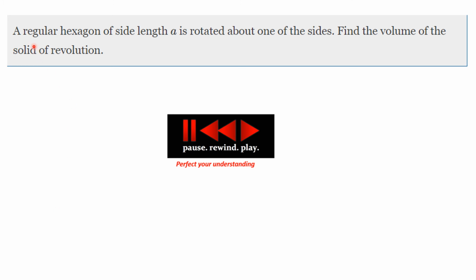But let's do one more example. A regular hexagon of side A is rotated about one of its sides. Find the volume of the solid of revolution. You can do this without Pappus's theorem, but I'm going to ask you to use Pappus's theorem here. That's my recommendation. It's actually easier. You know what to do. Let's see how you did.